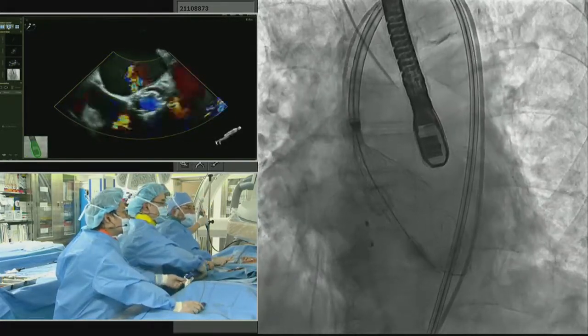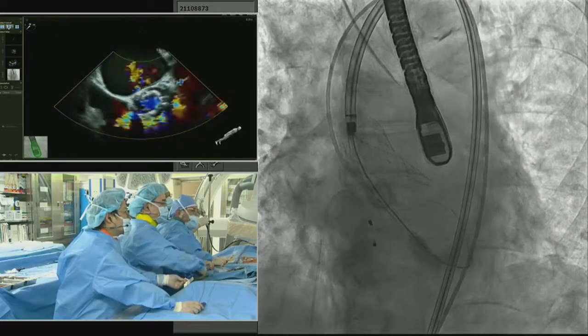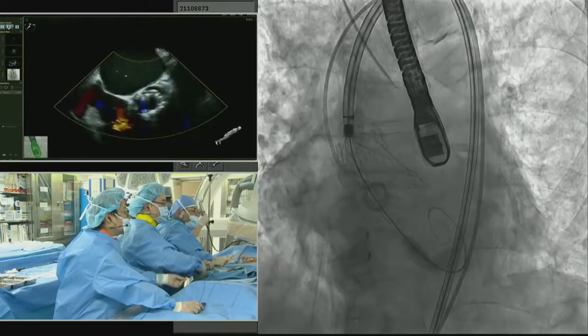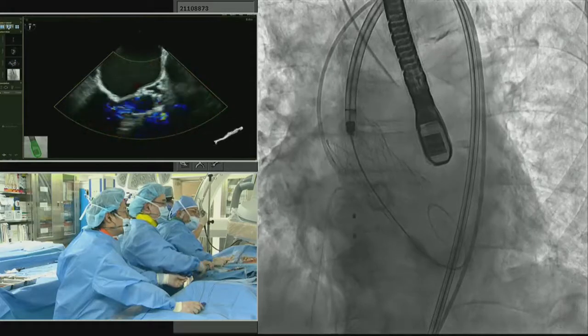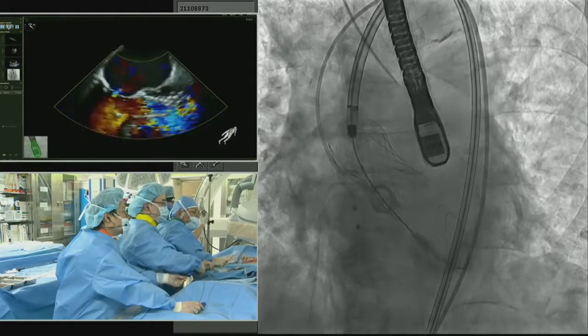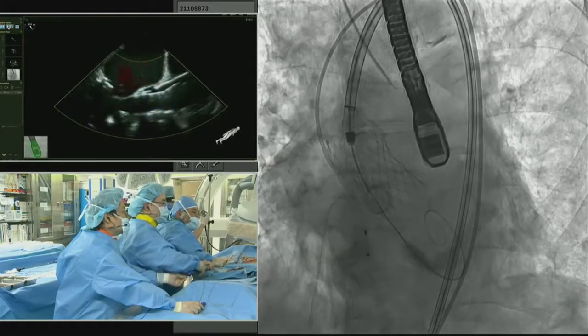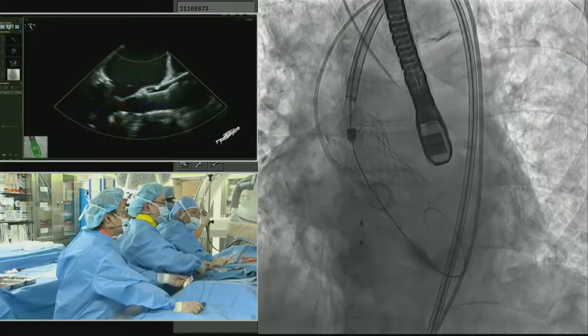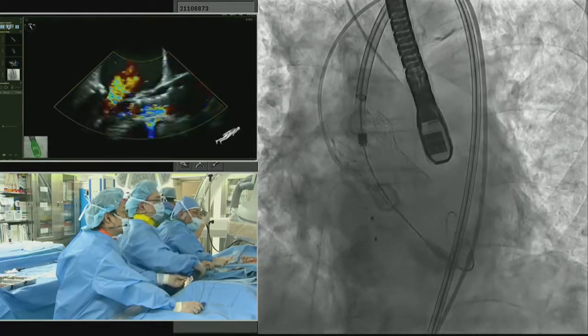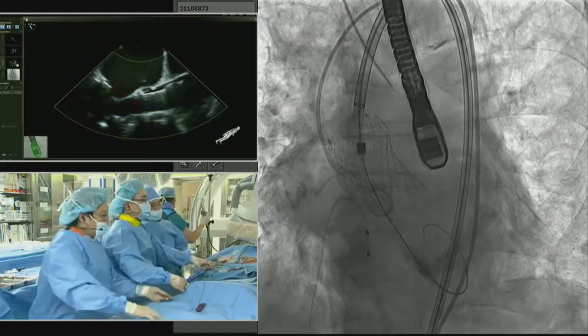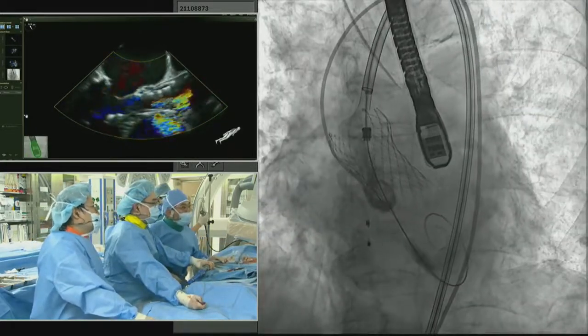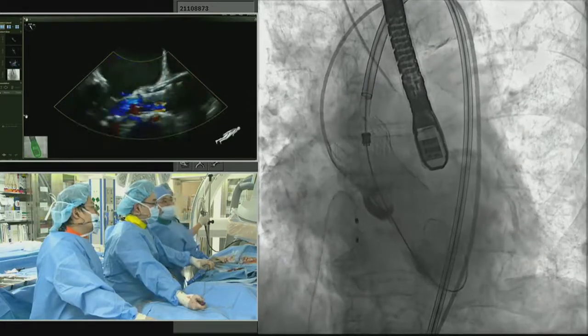Release, final release. Yes. The wire tension is reduced, and then I push the valve. Pigtail. Okay, I'll do angio again. Okay, perfect.